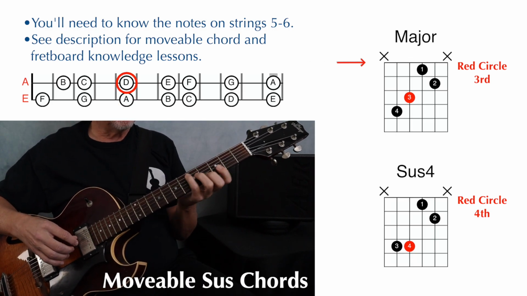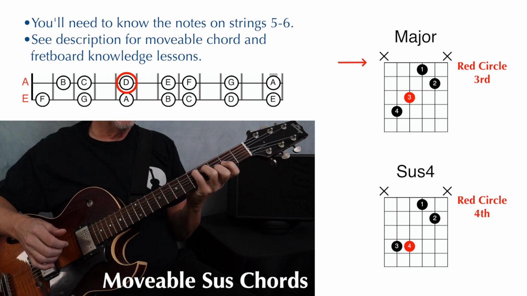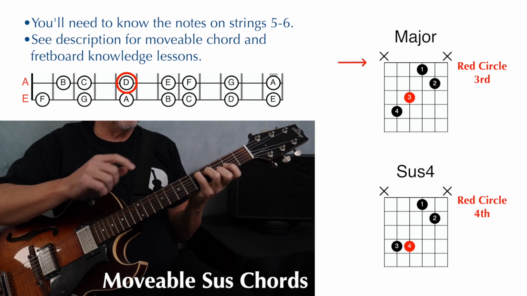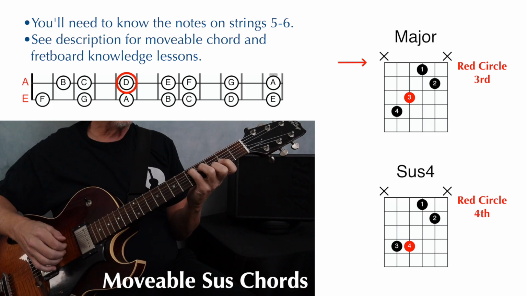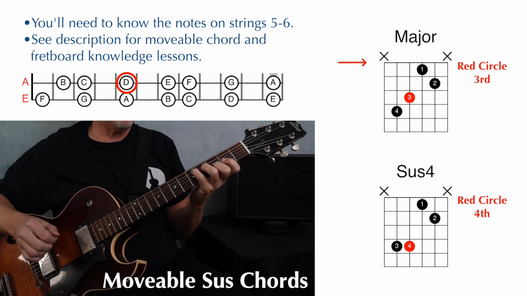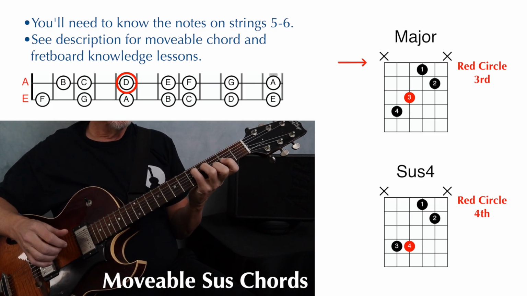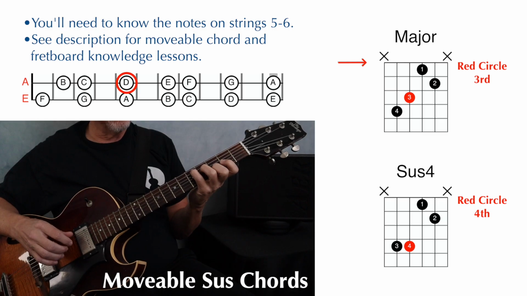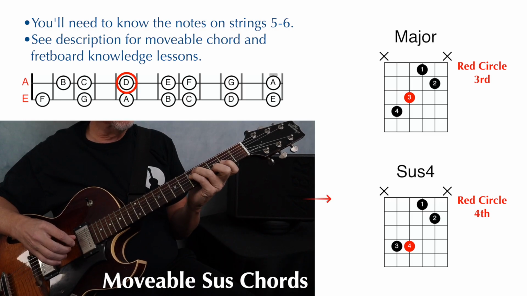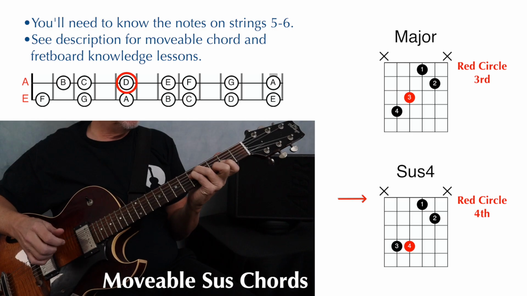This major shape has a root on the 5th string, and where I'm playing it at the 5th fret would make it a D major. Again, you can move these all around. The 3rd is on the 4th string, so we need to refinger a little bit to make this happen, but we raise it. You have a nice sus 4 chord there.